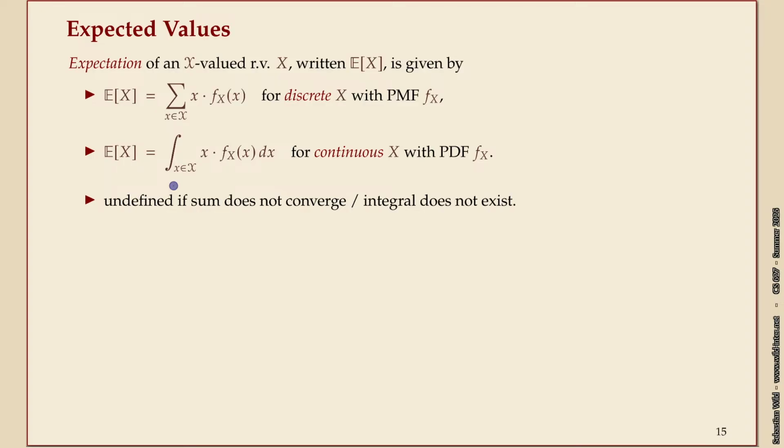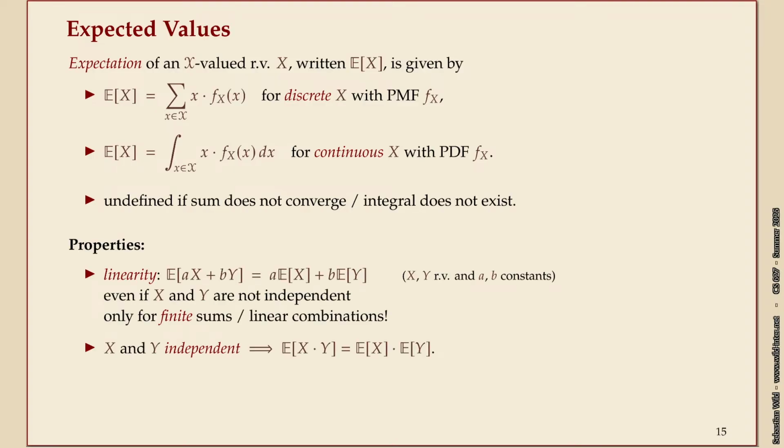It could happen that a random variable does not have an expectation. Whenever that sum or integral doesn't converge, then it just doesn't have a well-defined expectation. That can happen.